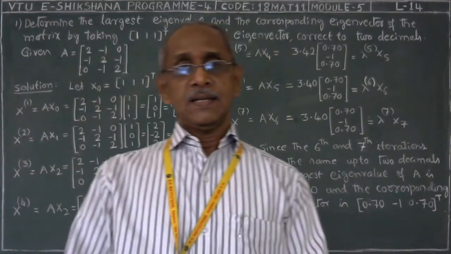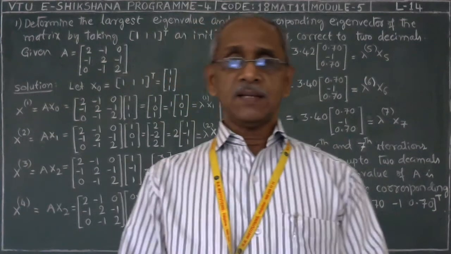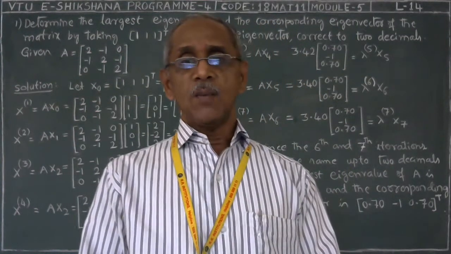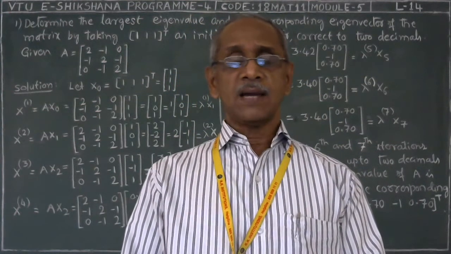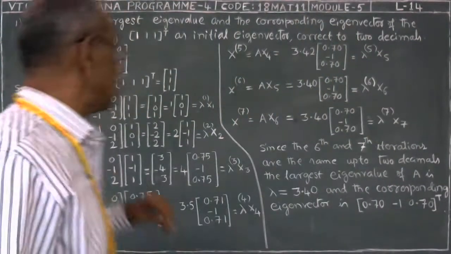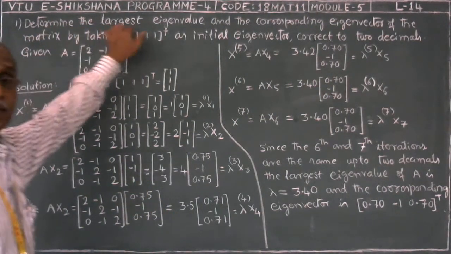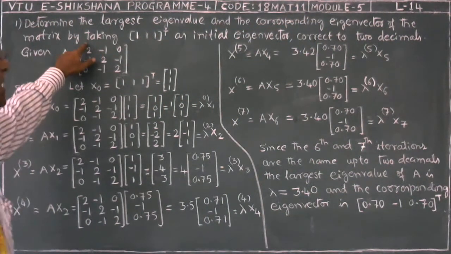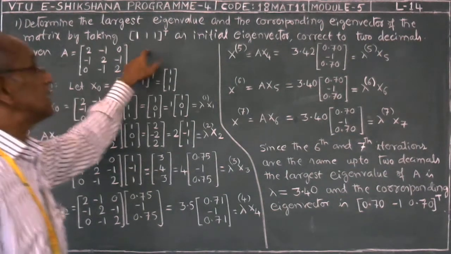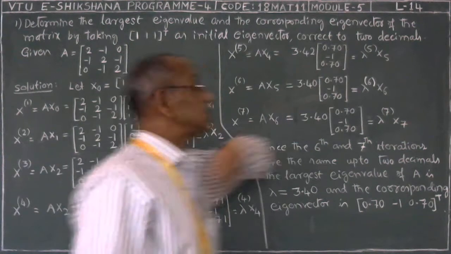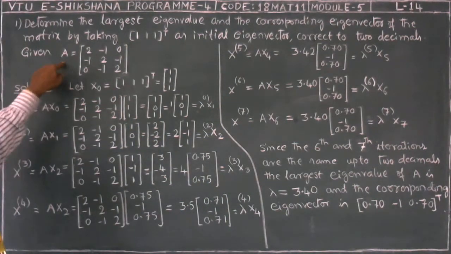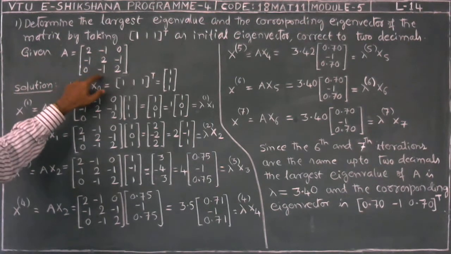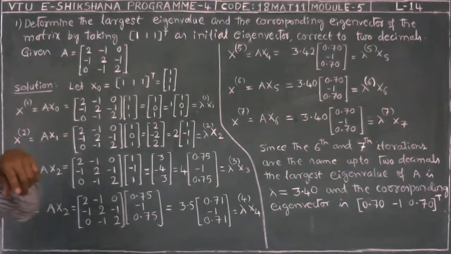Before I discuss diagonalization of a square matrix, let me consider another example on finding the dominant eigenvalue and the corresponding eigenvector of a matrix. Determine the largest eigenvalue and the corresponding eigenvector of the matrix by taking initial eigenvector 1, 1, 1 correct to 2 decimals, given the matrix A is 2, minus 1, 0, minus 1, 2, minus 1, 0, minus 1, 2.